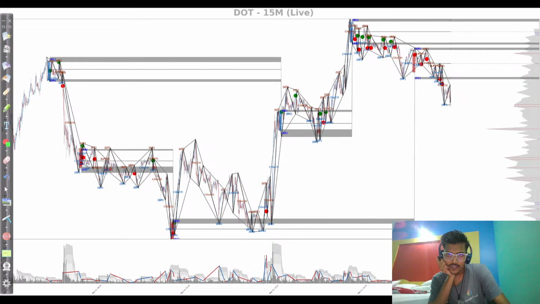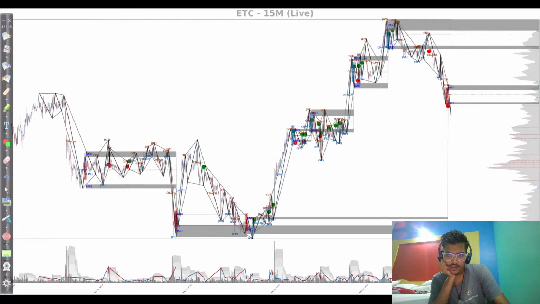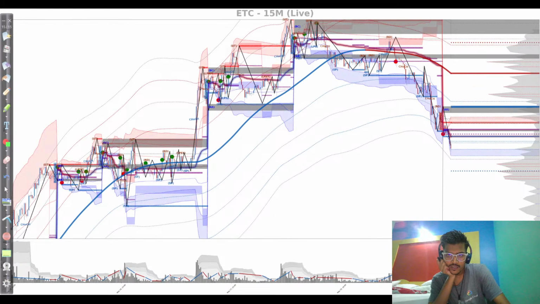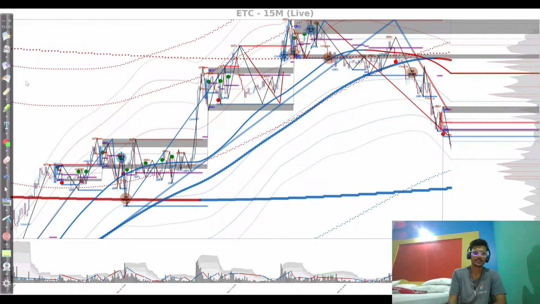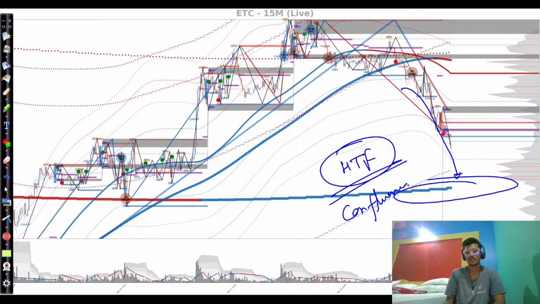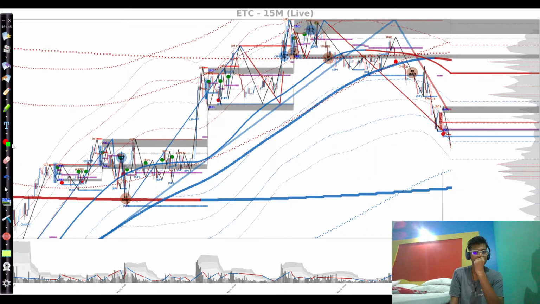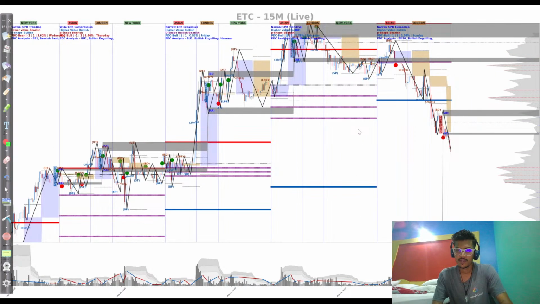DOT is going down there. See, in this market everything is coming to the 4 hour higher time frame, your confluence basically, and from there we're gonna see big moves. So yeah, watch out for that.